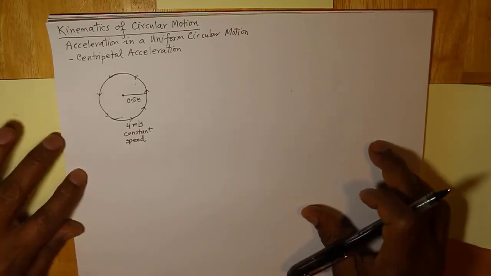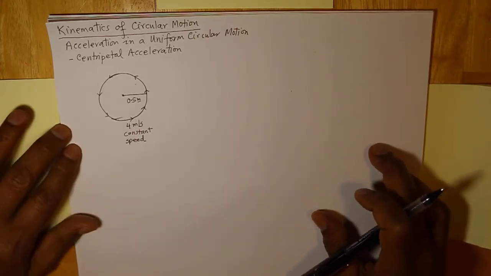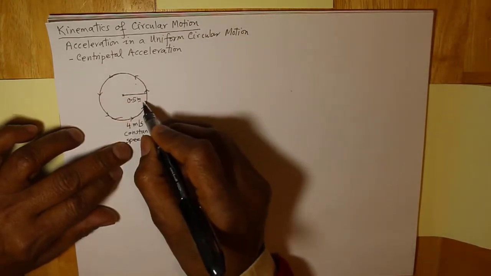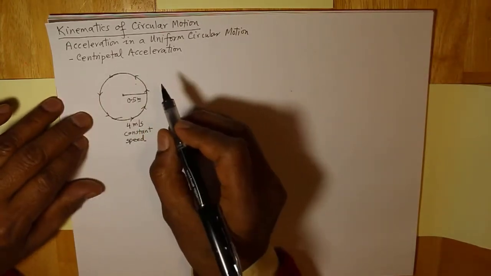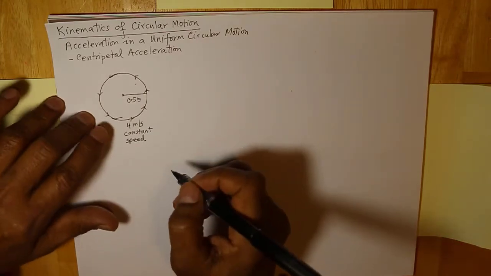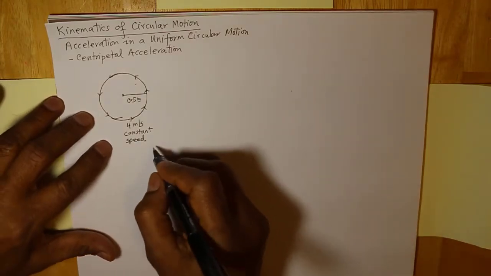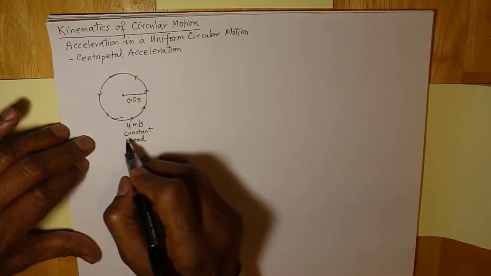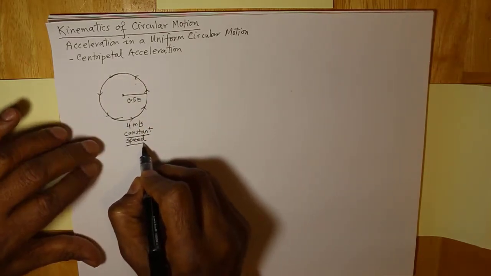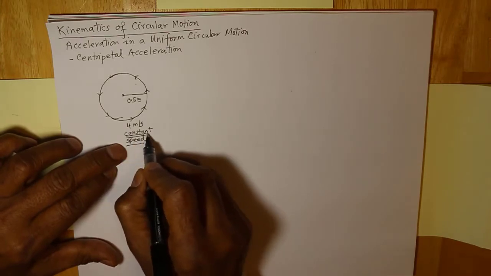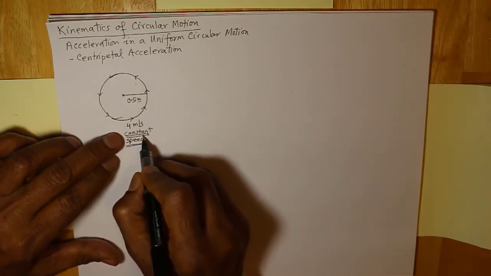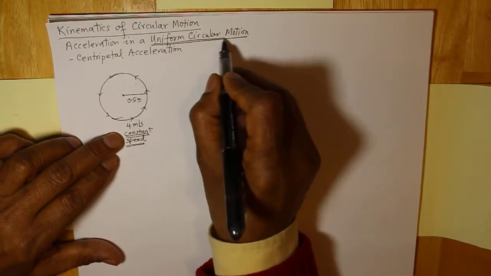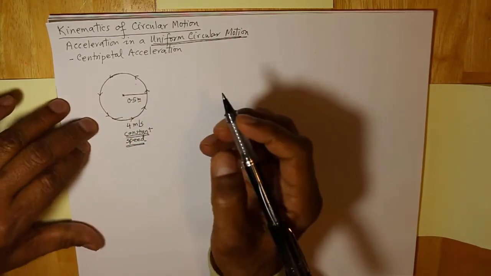Now we have talked about speed in a circular motion. We also talked about the velocity in circular motion, and this time we're going to look at a circular motion that's happening at constant speed. When a circular motion happens at constant speed, we call it uniform circular motion. So that's the name for this kind of motion.